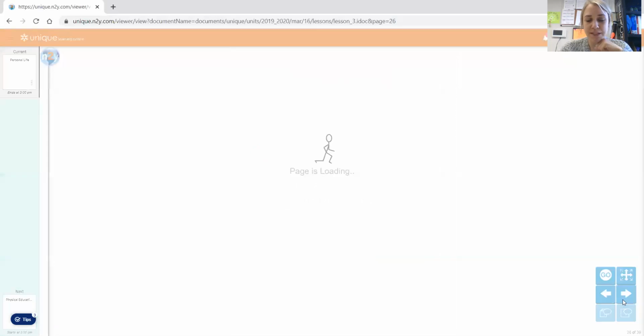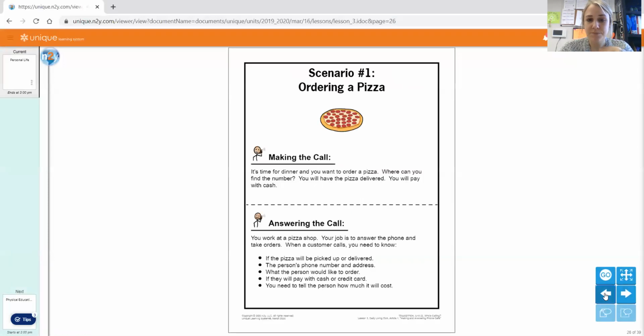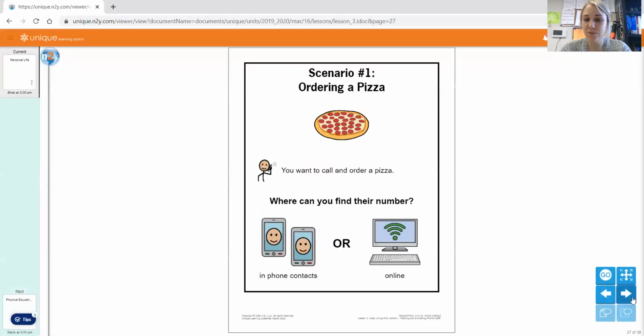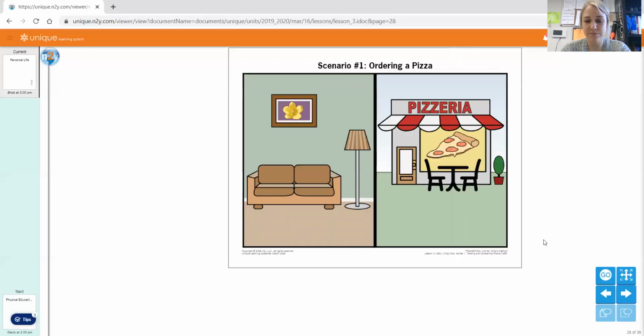Okay, for ordering a pizza, which they did in another one, you want to call and order a pizza. Where will you find the phone number? Will it be in your phone contacts? It will be if you've saved it in there before. Otherwise, you can find it online. And you want to have the pizza delivered, and you'll pay with cash. So all you have to worry about in this scenario is finding the phone number for the pizza place. And you can either do that in your phone contacts or online.